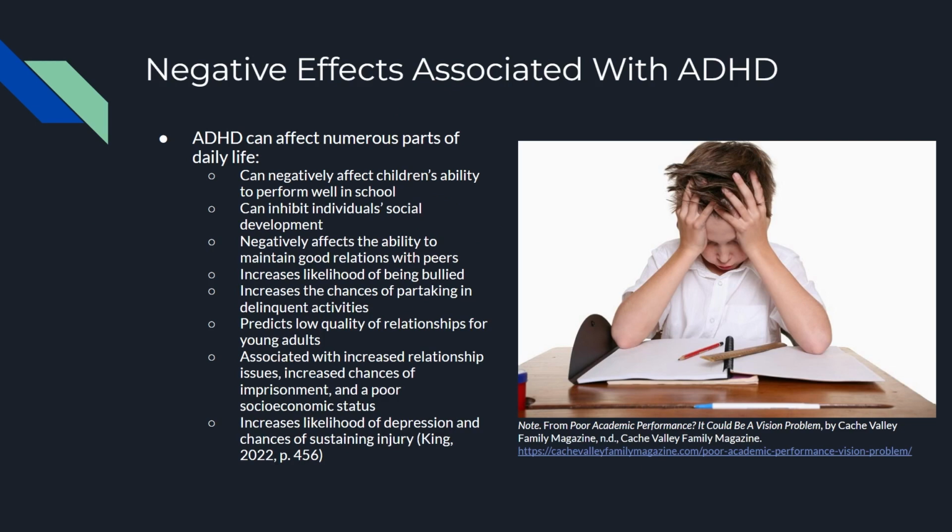Moving forward, we have the negative effects associated with ADHD. ADHD has many negative effects associated with it. Among these are the fact that it can negatively affect children's ability to perform well in school, the fact that it can prevent individuals from developing socially, the fact that it negatively affects a person's ability to maintain good relationships with their peers, the fact that it increases a person's likelihood of being bullied in school, the fact that it increases the chances that a person may engage in illicit delinquent activities, the fact that it predicts that young adults will have lower quality relationships, the fact that it is associated with an increase in relationship issues, increased chances of imprisonment, and a poor socioeconomic status, and the fact that it increases the likelihood of developing depression as well as one's chances of sustaining injury. Now, that last part, increasing one's chances of sustaining an injury, is in terms of impulsive, unplanned actions, just doing whatever comes to mind, that could lead to injury.